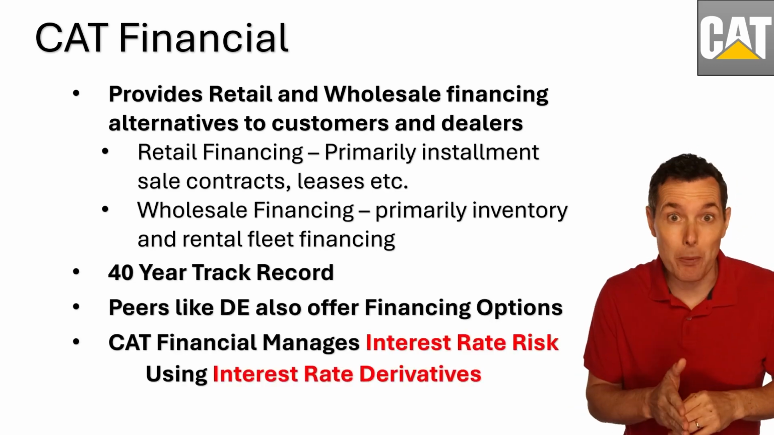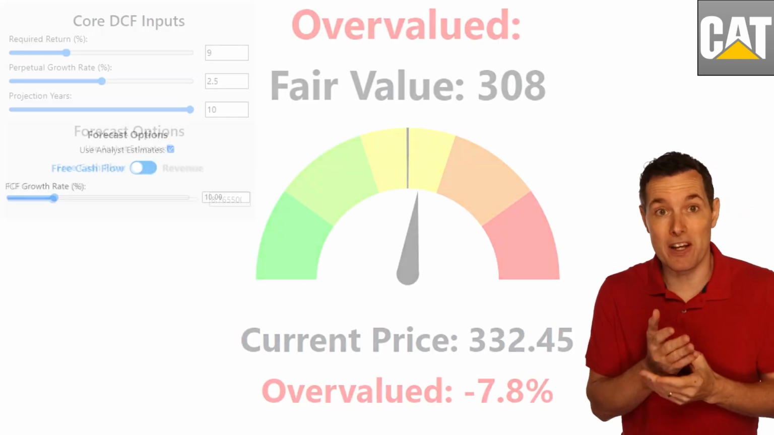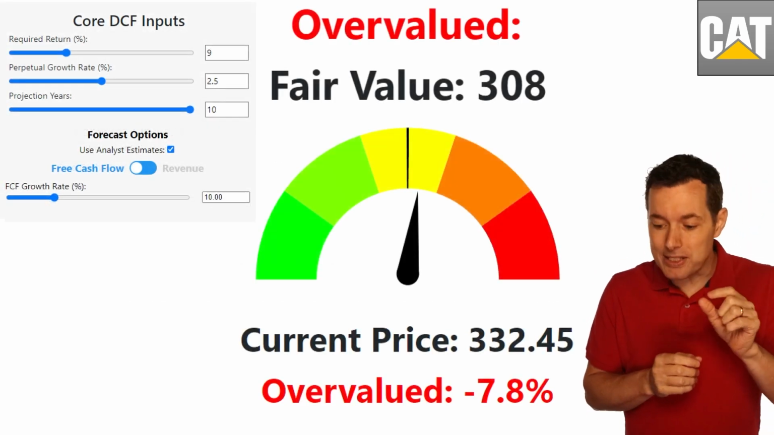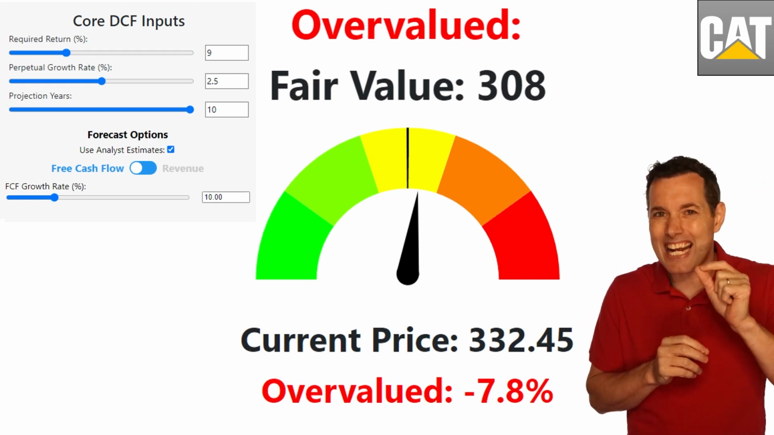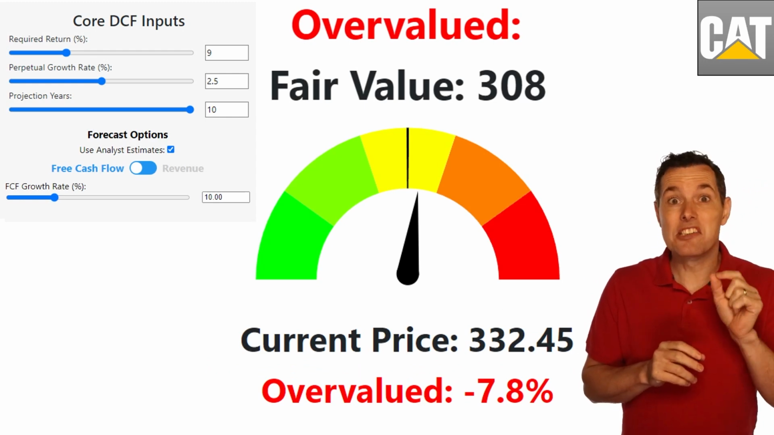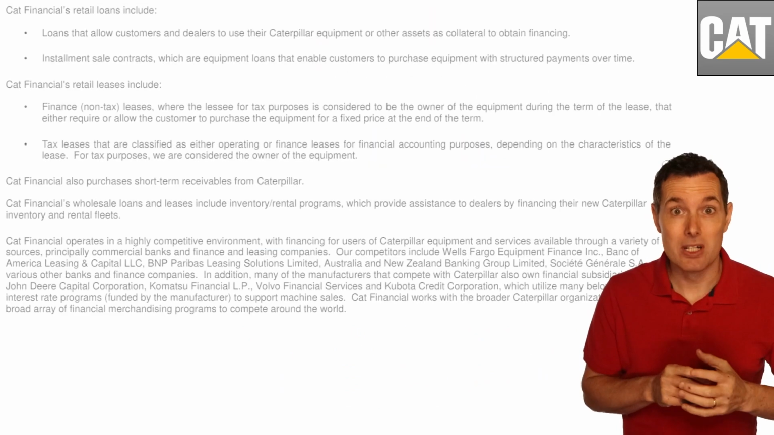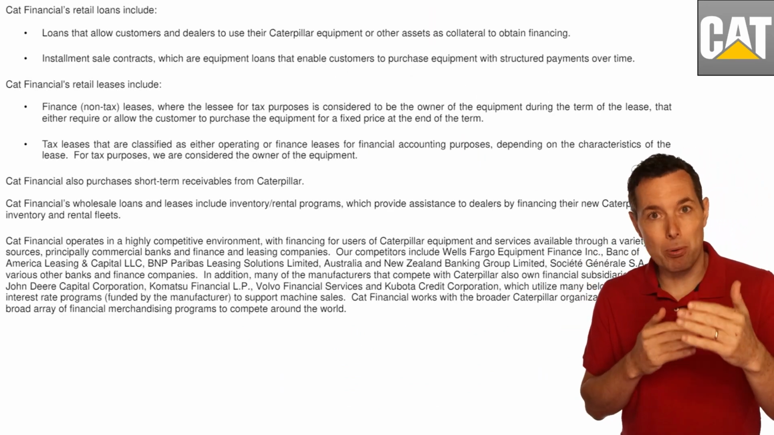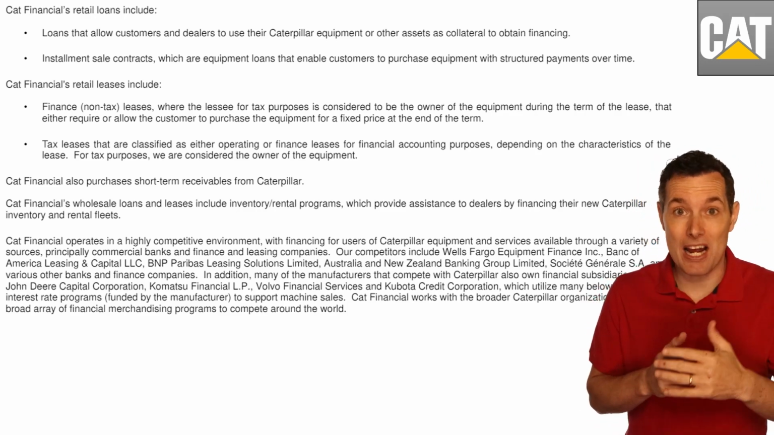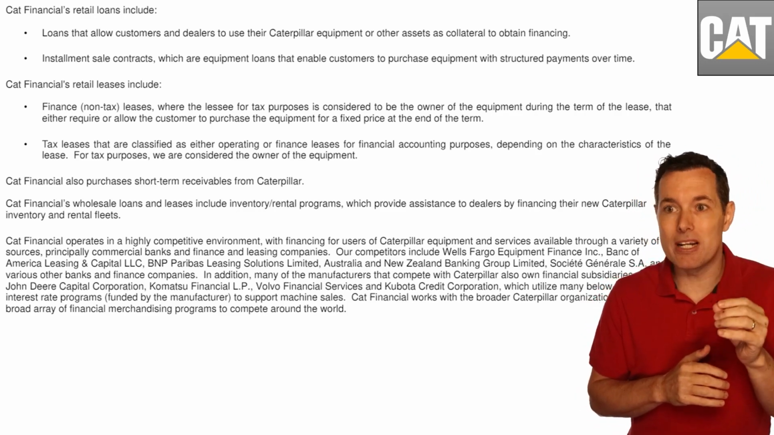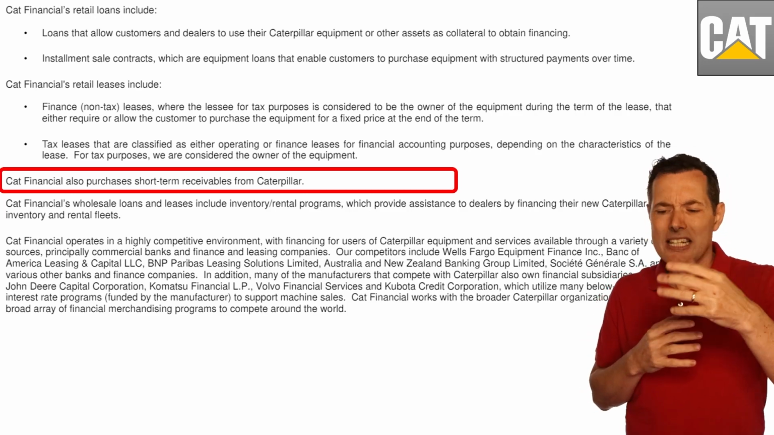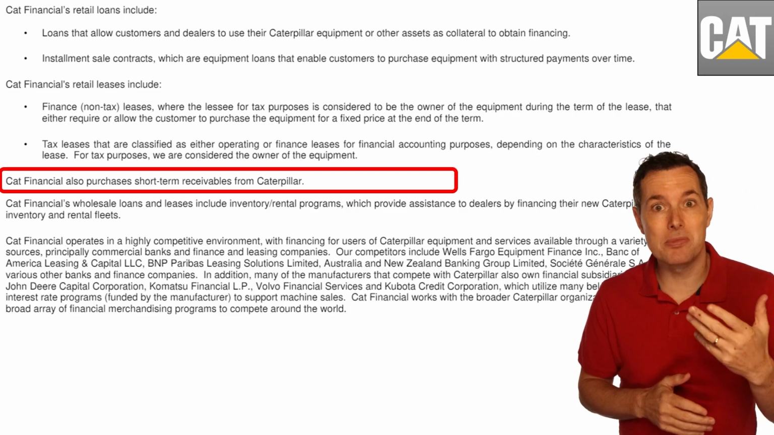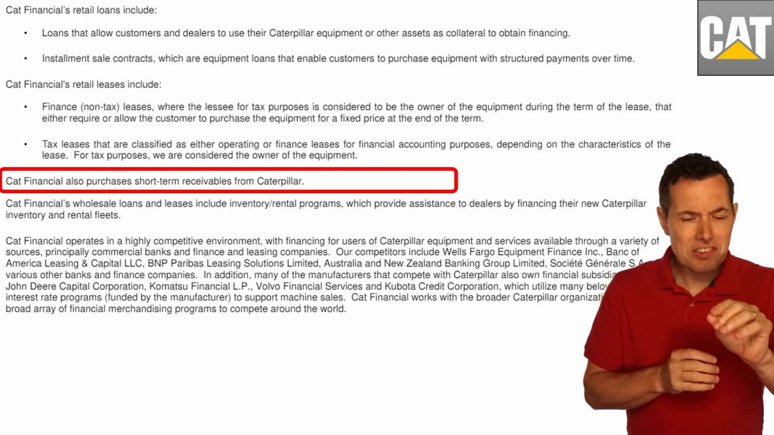Towards the end of the video, we eventually get to the point where we start talking about the fair value of Caterpillar stock. If you're curious, slightly overvalued right now. Then I start getting more into the technical details of accounting, specifically around Cat Financial. I showed a screenshot of Caterpillar's annual report, where they talk about Cat Financial. The line that caught my attention was that at times Cat Financial purchases short-term receivables from Caterpillar themselves. Now, this is where the mistake came in.